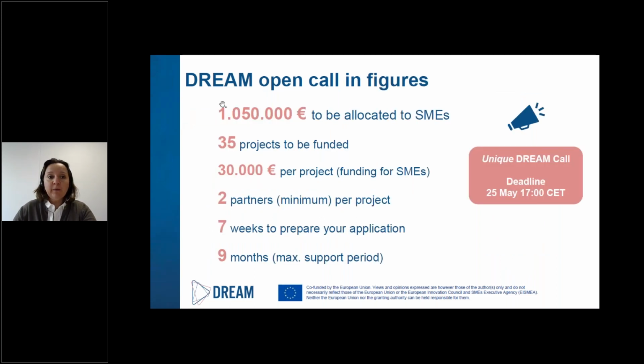So concerning the DREAM open call, here are our main figures. To summarize quickly, in total, we have a bit more than 1 million euros that can be allocated to SMEs. Our goal is to fund up to 35 projects at a level of 30,000 euros per project, and funding is only for SMEs. In each project, we expect to have a team of at least 2 partners. I'm going to explain that a little bit later on.